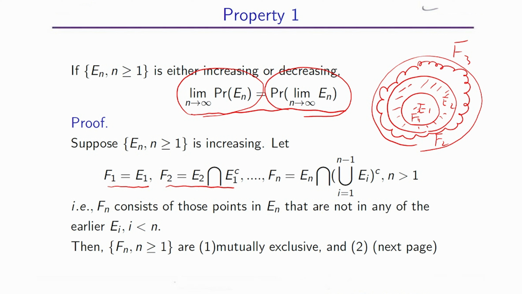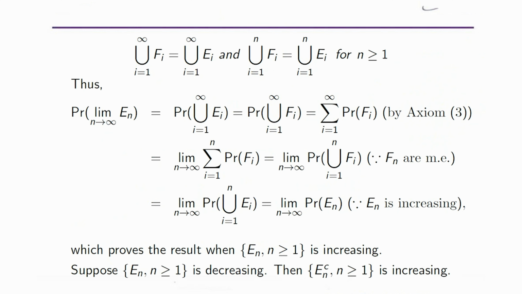However, we want to understand two things: first, that the F_n are mutually exclusive, and second, that the union of the F_i is equal to the union of the E_i, because we are doing nothing but separating the E_i. We want to separate the extra part of E_2 from E_1, so their unions should be equal to each other.